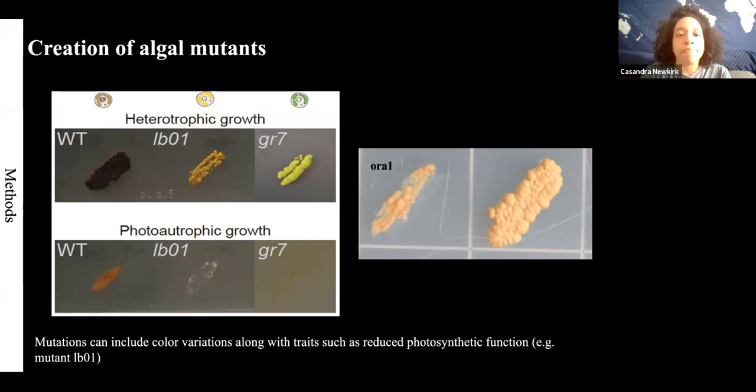So you can see that under heterotrophic growth with the glucose supplement, the colonies grow a lot larger and a lot clearer. You can see the coloration a lot clearer for the mutant cells. So that supplementation actually helps their growth. And then on the right-hand side, we have another mutant called Orange 1. Again, I didn't label it here, but it's the same idea. In this panel, on the left you have photoautotrophic growth, and on the right you have heterotrophic growth. And again, a lot of these mutants have color variations, along with traits such as reduced photosynthetic function.